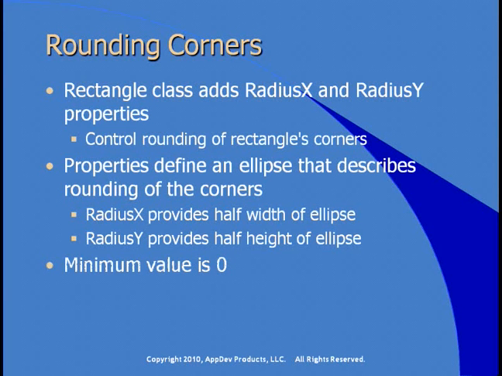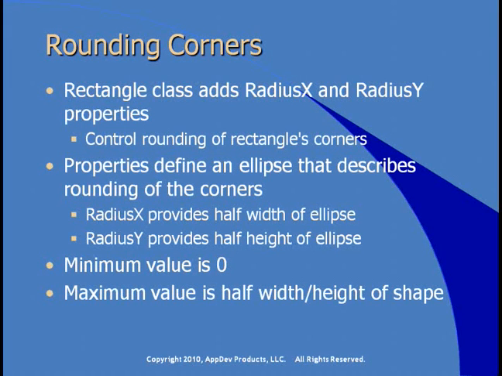The minimum value is 0, and the maximum value is half the width or the height, depending on which one you're setting, of the shape. As you'll see, if you round a rectangle with values larger than that, you just end up with an ellipse. Let's look at the demonstration that shows how you can create shapes and how you can round the corners of a rectangle shape.